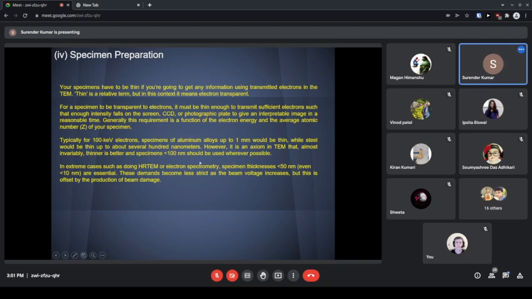So if we talk about specimen preparation, for aluminum alloys up to, I mean, 1 millimeter would be thin, while steel would be maybe hundreds of nanometers. So the question is, mostly the sample should be less than 100 nanometers thick. Thickness should be less than 100 nanometers, in some cases 50 nanometers or less. But when you go further down, it is more difficult.